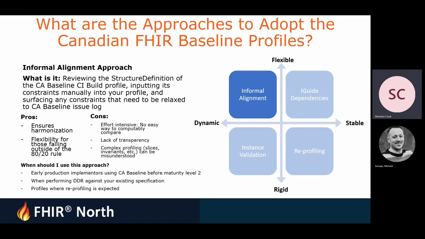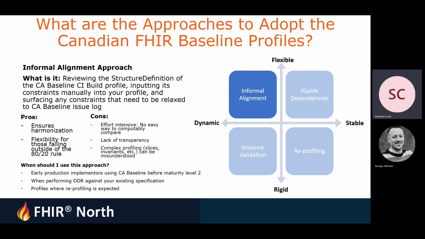So the first one that we're really going to start off with is what we consider the most flexible approach that ultimately can be applied at the earliest levels of maturity if you're looking at the CA baseline and starting to want to align your particular guidance to the profiles that have been developed. Informal alignment is not a mechanism per se, like some of the others, but it is the approach that the Canadian standards community has been taking for the last 2 or so years to align our guides and profiles to what essentially is the earliest draft of the baseline.